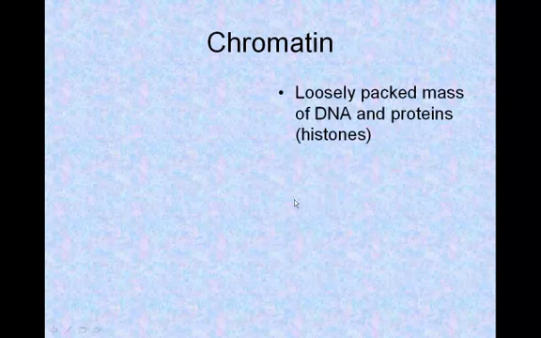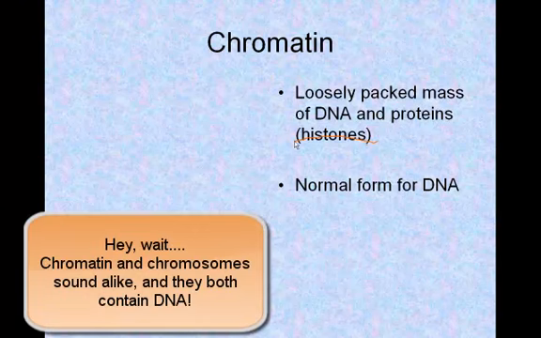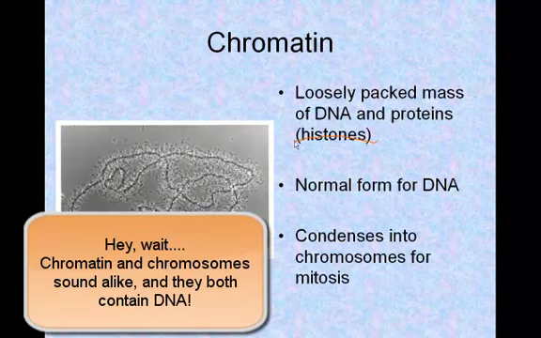So about chromatin. It's a mass of DNA and proteins, and those proteins have a special name, which are histones. And it's the form that DNA is normally in. DNA only forms up into chromosomes for cell division. The rest of the time it's unwound. And this is an electron microscope image of chromatin.